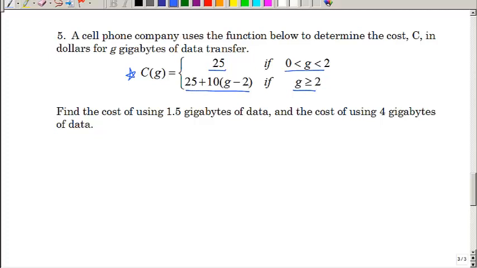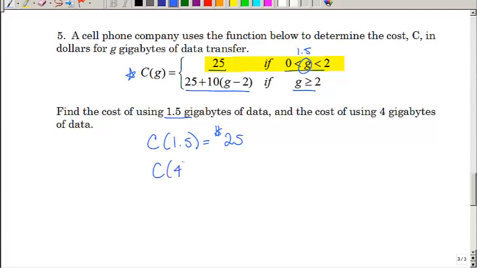So let's just evaluate that piecewise function. Let's find the cost of 1.5 gigabytes. Which piece do you use? Well, you would use this first one because my G value is 1.5, which is between 0 and 2. So there's really nothing to figure out. It would cost me $25.